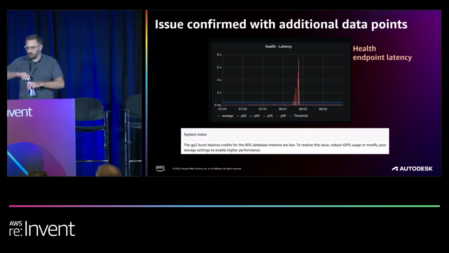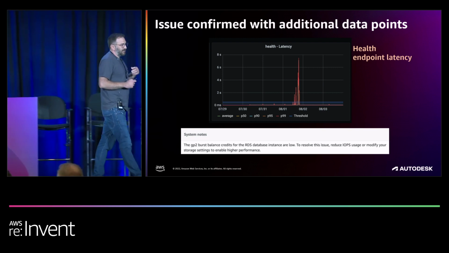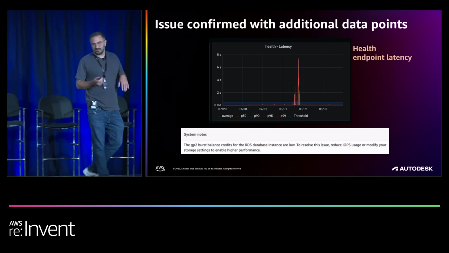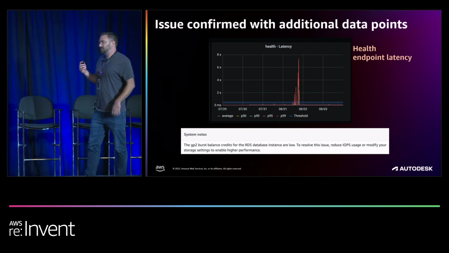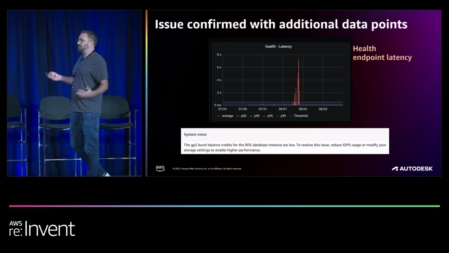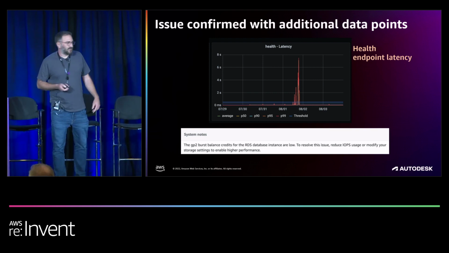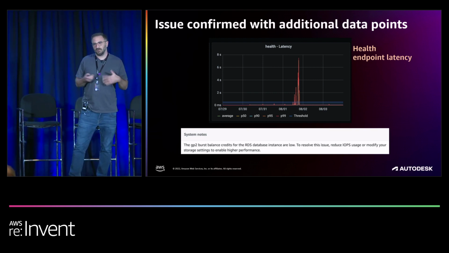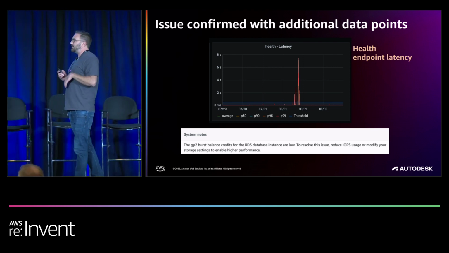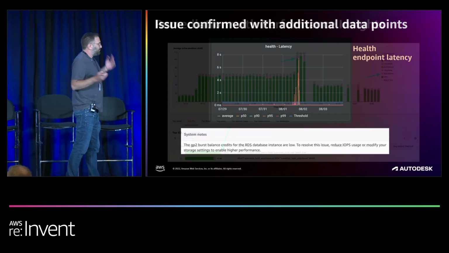The issue was confirmed with additional data points. The graph that you see here is our health endpoint graph. It represents the latency our database currently responds to our health API. And in addition to that, we saw the system note about our burst GP2 balance, the IOPS. At this point of time, we didn't know what the problem is, and we didn't have a clue.